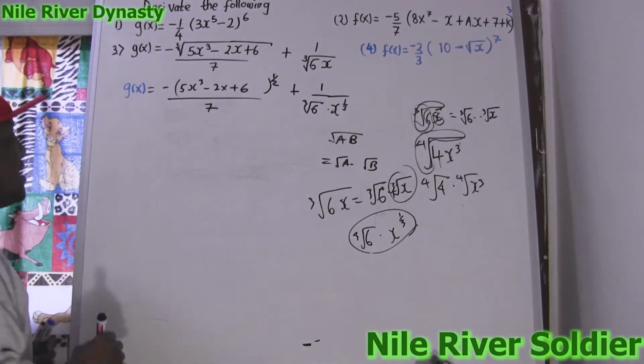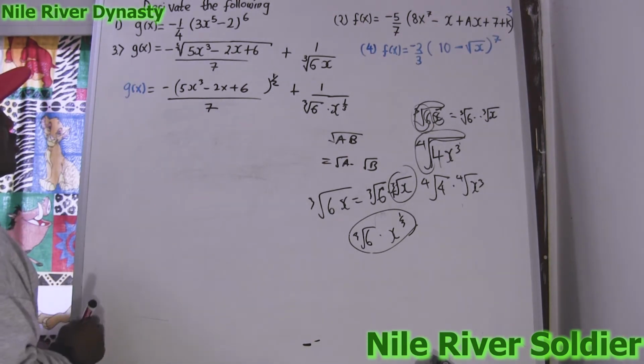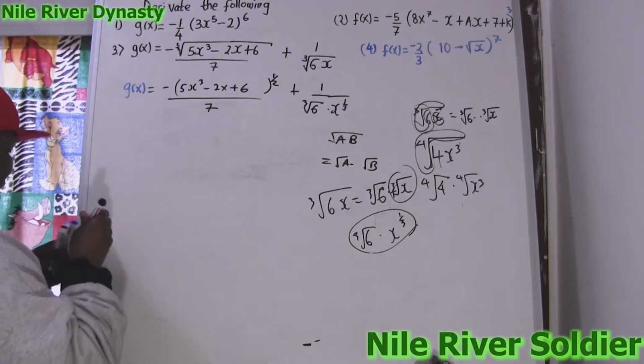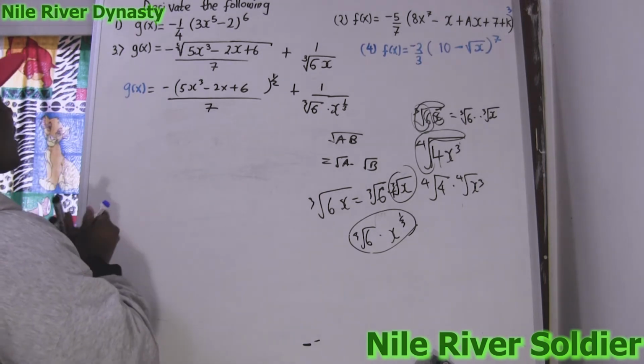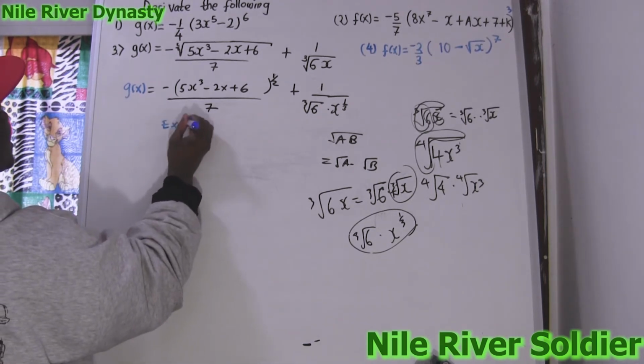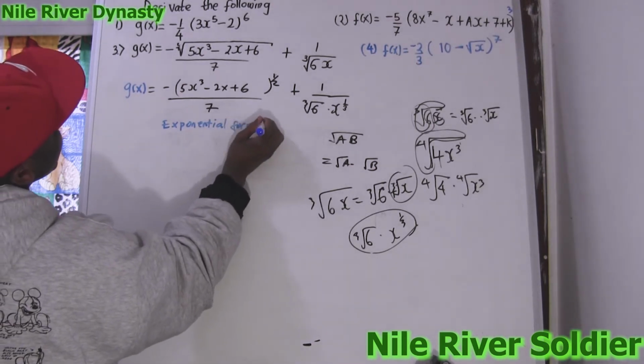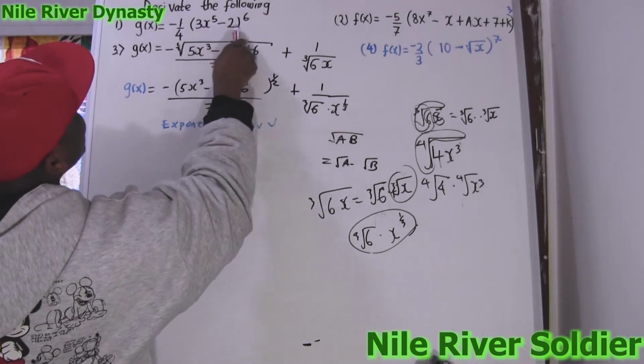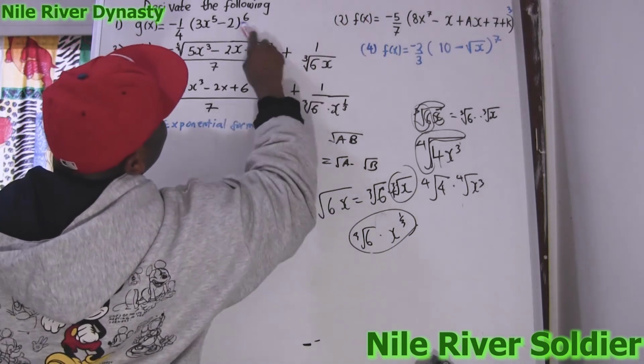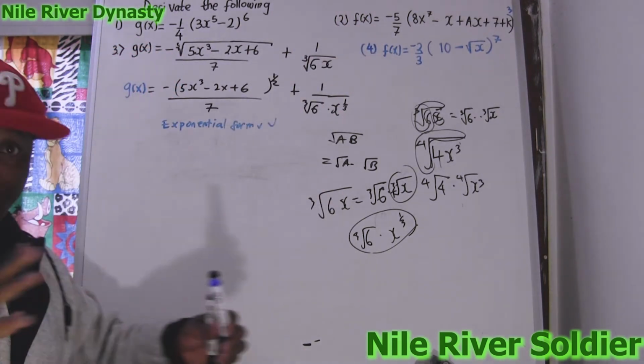Now let's go. So now what I'm going to do, another step. Everything is in power now. So first thing, you want to put everything in exponential form. Yes, it's exponential form. But why didn't I do this with the first one? Because that was already an exponential. There was no root in the first question. So exponential form, yes, it is.